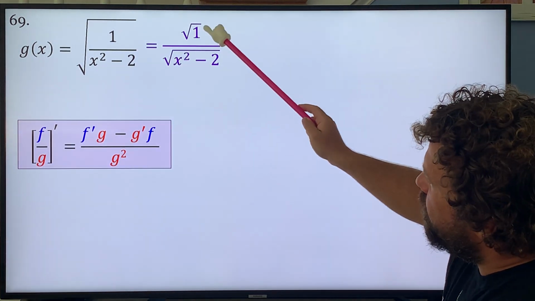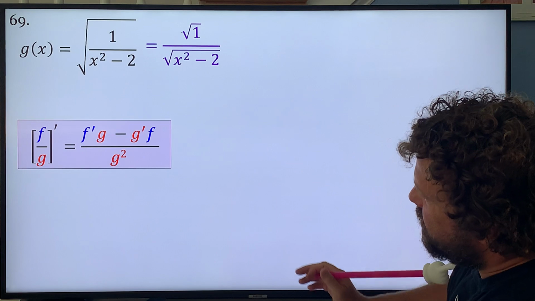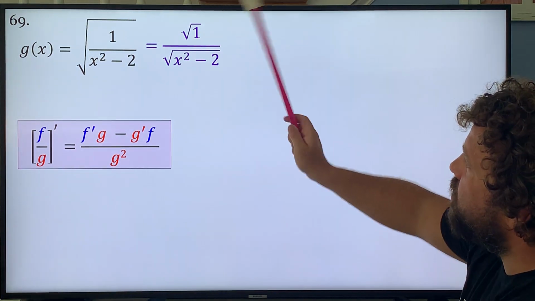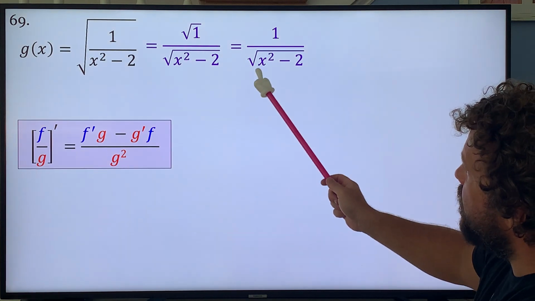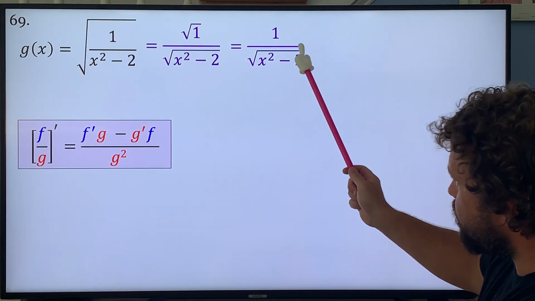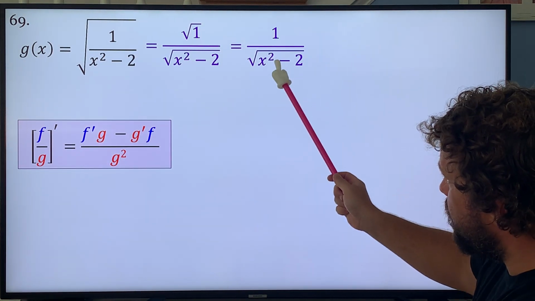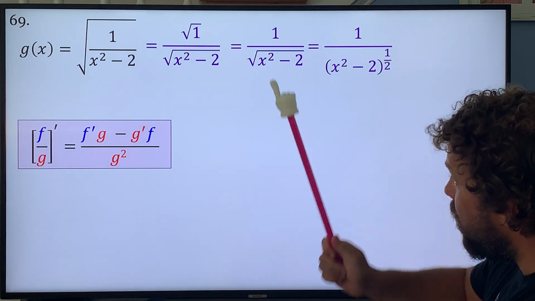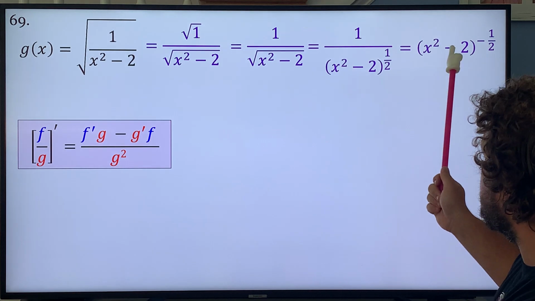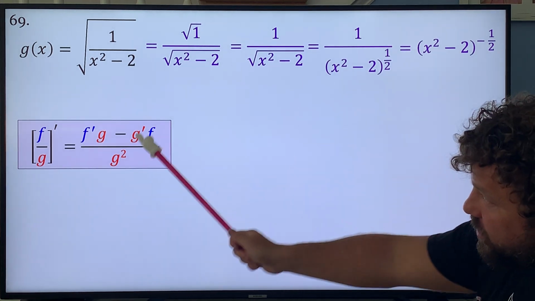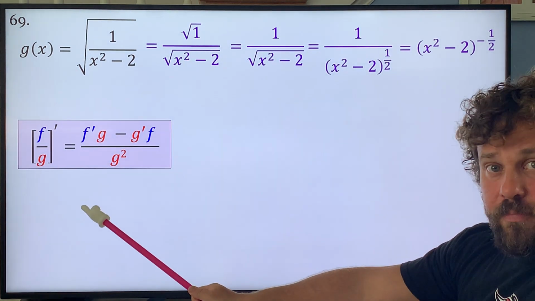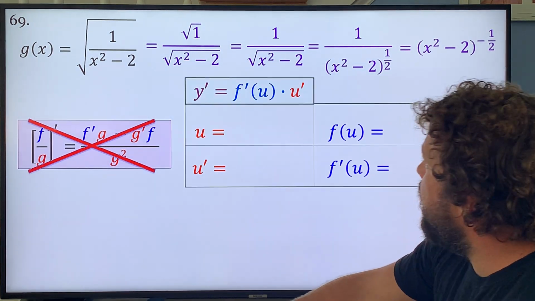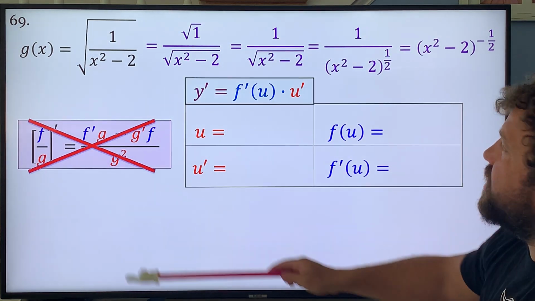Square root of 1 over the square root of x squared minus 2. We're going to save you some chains here. Square root of 1 is 1, over the square root of x squared minus 2. This is the same as 1 over x squared minus 2 to the 1/2, or x squared minus 2 to the negative 1/2. So do we even have to use the quotient rule? No, we don't have to use it. You're welcome. You can sometimes simplify things to make it a lot easier.